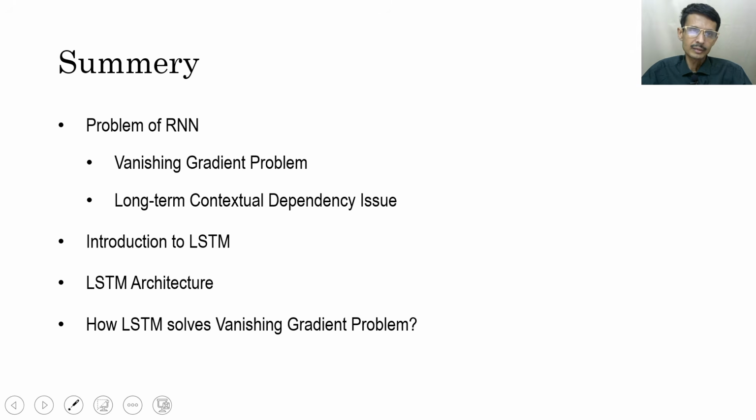So in summary, in this lecture we first tried to understand the problem of RNN. The first problem is vanishing gradient, and it creates another problem, long-term contextual dependency. Then we introduced LSTM, discussed the LSTM architecture, and then tried to understand how LSTM solves the vanishing gradient problem and thus the long-term contextual dependency issue.